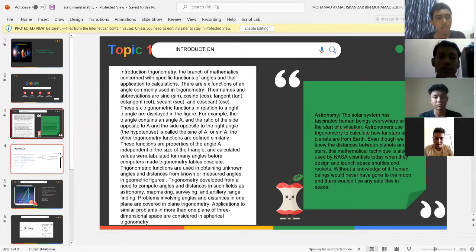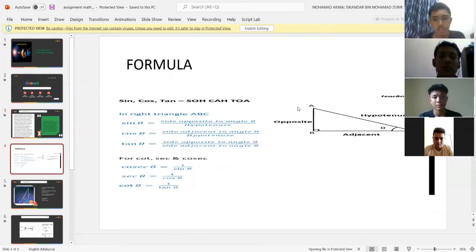So now I will talk about some of the formulas in trigonometry. Based on this triangle, this is opposite, adjacent, and hypotenuse. So we have sin, cos, and tan. For sin, it is side opposite to angle theta per hypotenuse. Cos, side adjacent to angle per hypotenuse. And for tan, side opposite to angle per side adjacent to angle. And now for sec and cosec: cosec equals 1 per sin theta, sec equals 1 per cos theta, and cot equals 1 per tan.